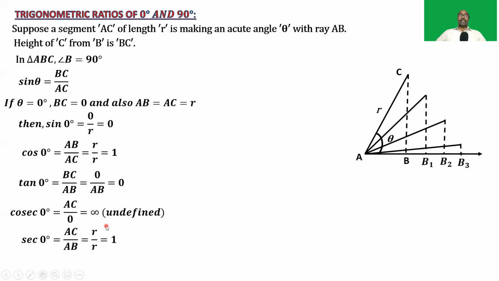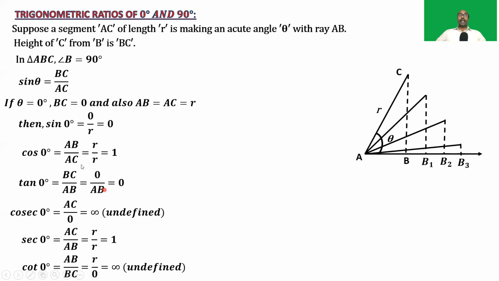And also sec 0 is equal to the inverse of cos 0, AC by AB, that is R by R, again equal to 1. And cot 0 degrees is equal to AB by BC, which is equal to R by 0. Here also R by 0 is an undefined value.